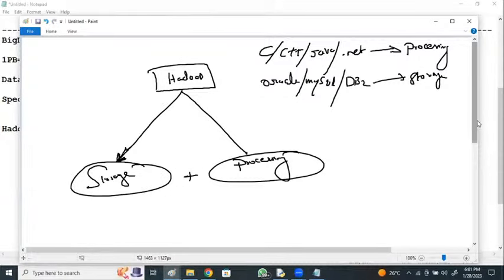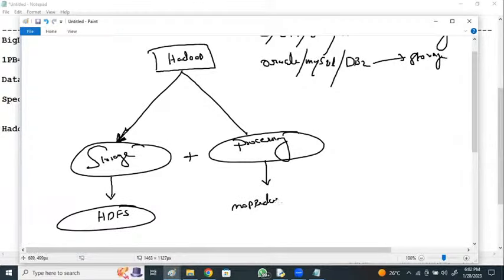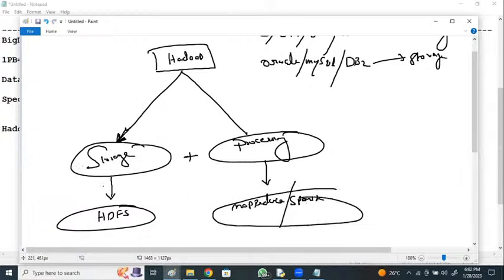But for storage, does Hadoop use any database internally? No. Hadoop goes with a kind of file system called Hadoop Distributed File System. And for processing, we go with an execution model called MapReduce, and currently we are using Spark, right? So for storage, we use this; for processing, we use this. Both combined can store and process.